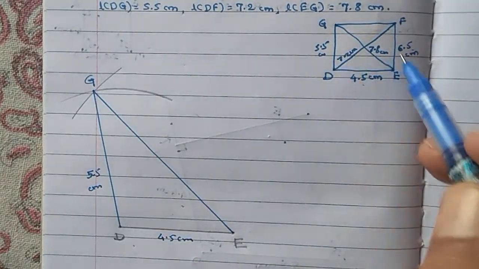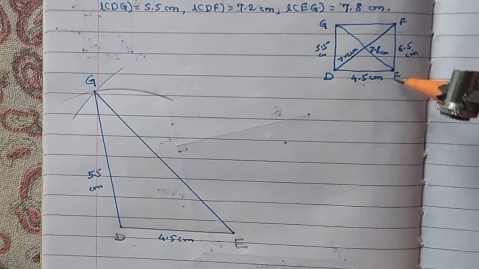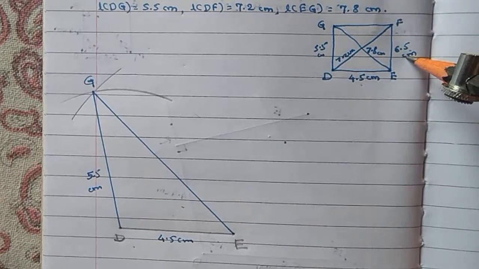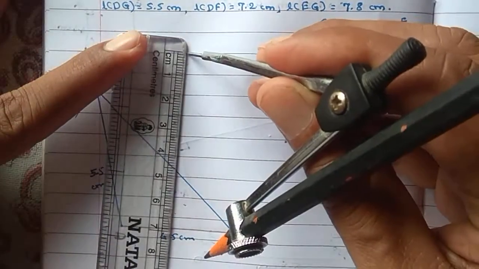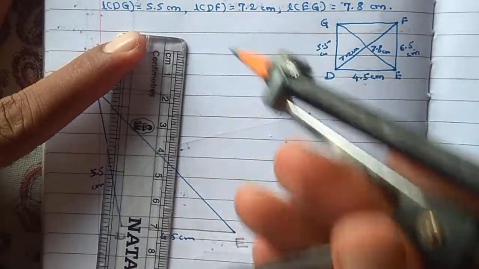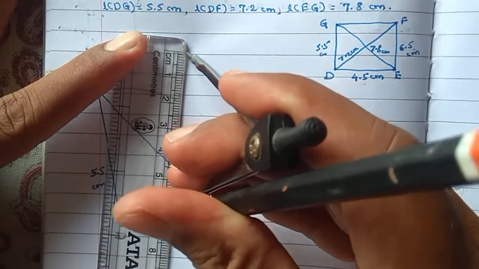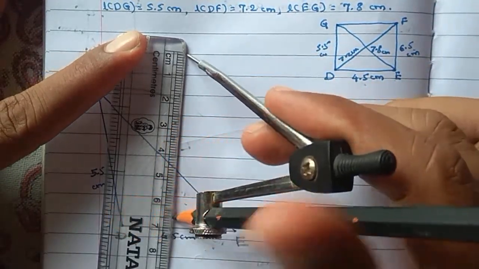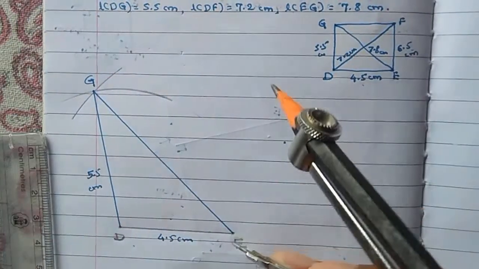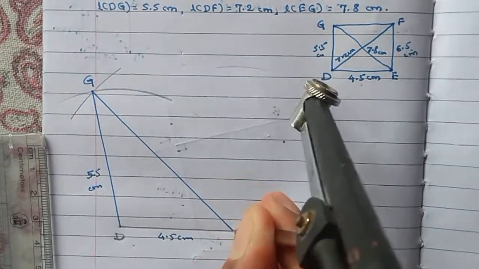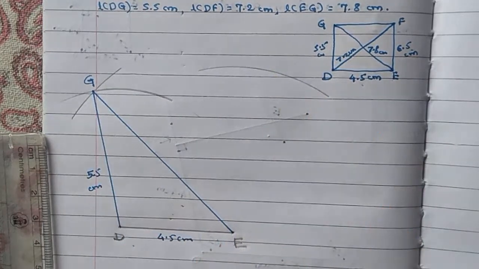Now let us think of the next half. Okay. Now from the point E, what is the distance of point F? It is 6.5 centimeter. So let us take the distance of 6.5 centimeter in compass. 6.5 centimeter distance is taken in the compass. Right? The same distance from the point E, make an arc. Okay, we don't know the exact location, so take it a little bit longer.